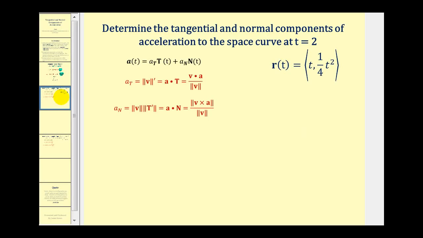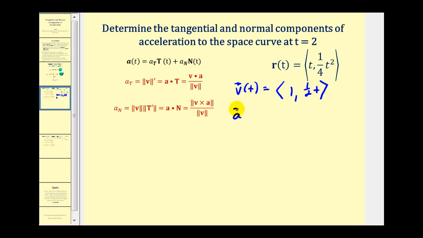We want to determine the tangential and normal components of acceleration when t is equal to 2 for this vector valued function. So let's go ahead and start by determining the velocity vector valued function and the acceleration vector valued function. Remember, the velocity vector valued function will be the derivative of our given vector valued function, so that'll have an x component of 1 and a y component of 1/2 t.